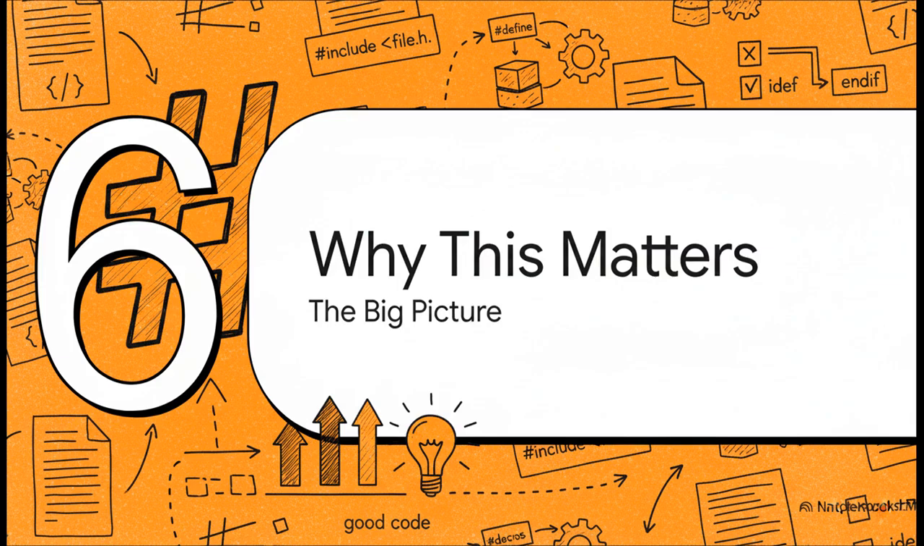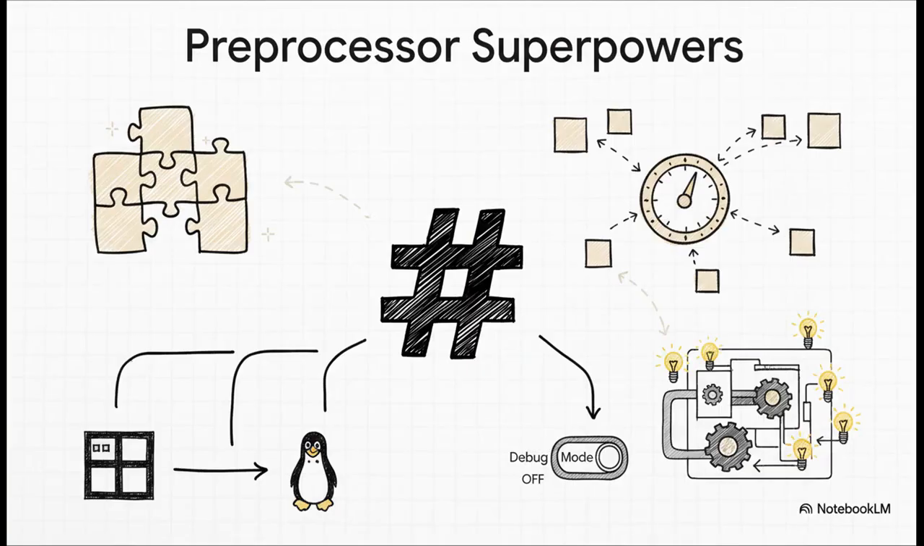So we've seen the three big jobs: including files, defining macros, and using conditions. But why? Why is this unseen first step so important for writing really good code? You know, when you get right down to it, the preprocessor gives you superpowers. #include keeps your code neat and organized. #define means you can update one value in one place and have it safely change everywhere, which prevents a ton of bugs. And conditional compilation? That's the pro's secret weapon.